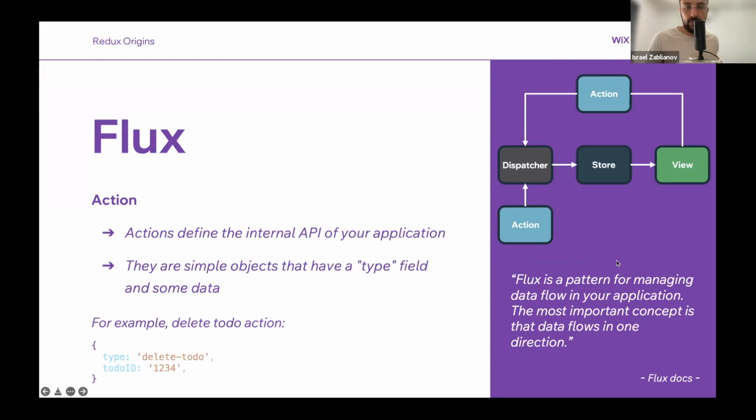So let's explain what every node here is doing, and we'll start with the action. So what is an action in Flux? Actions are basically the interface, the internal API of the application. They're just objects that define what we can do in our application. Let's say we have a to-do application. We can have an action of add to-do and an action of delete to-do. And the action is just an object with a property that describes what this action is, and a payload. This is it, a very simple object.